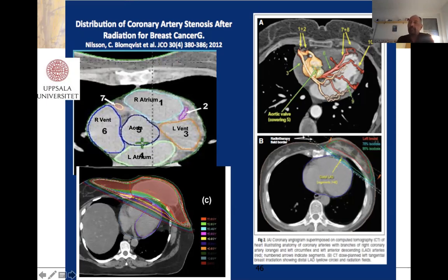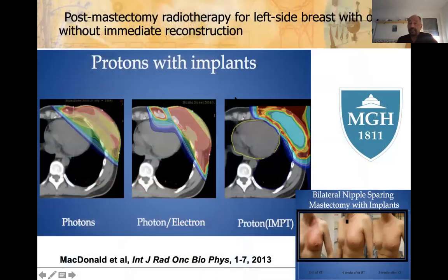And in this study, it was shown that the coronary arteries of the heart that are in the field tend to get stenosis, and then they will cause myocardial infarction. So major heart disease is the main toxicity. But if instead of X-ray you use protons, you see, because protons stop, you can actually spare the heart. You see.